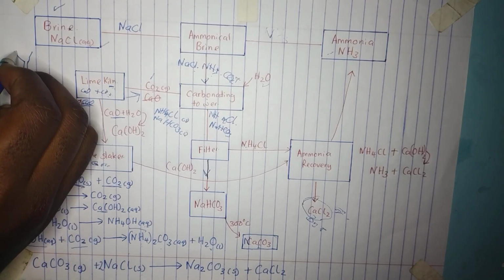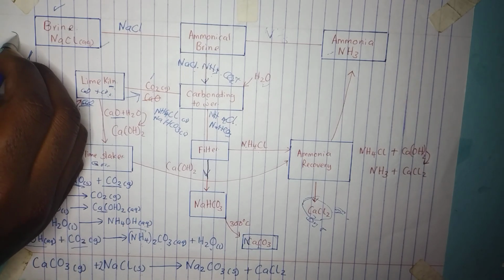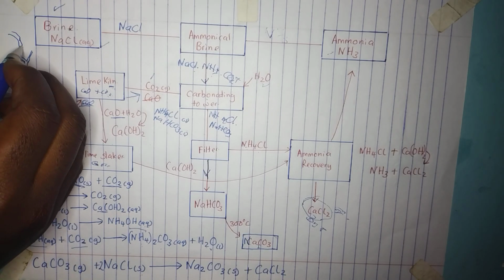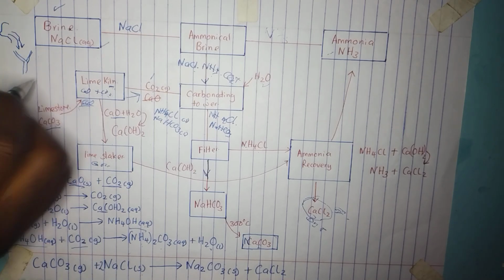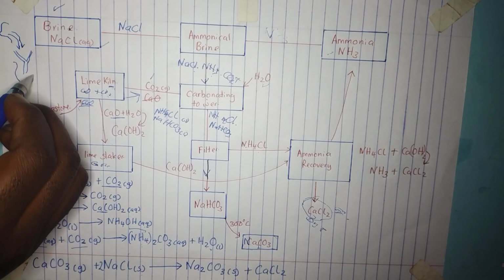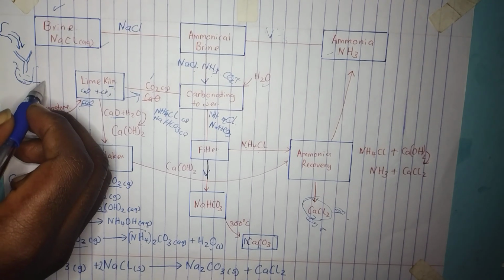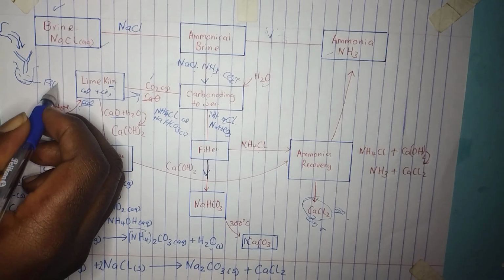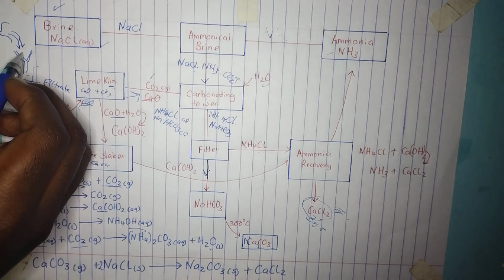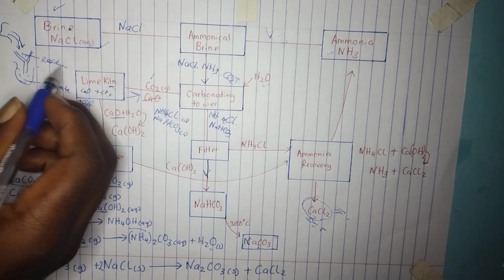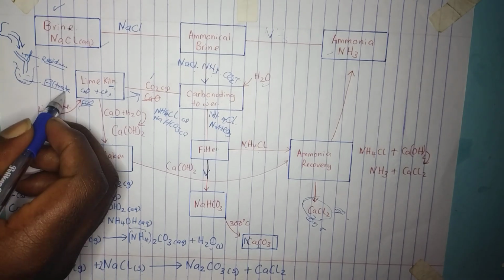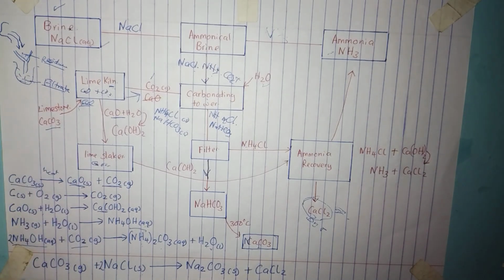This one is a filter paper here, and here you pour your liquid to this point, that way. When you pour your liquid and it passes through to this point, you call it a filtrate. But when it remains on the filter paper, it will be called a residue. So the residue will remain on the filter paper, and the filtrate will pass through the filter paper to the other container.